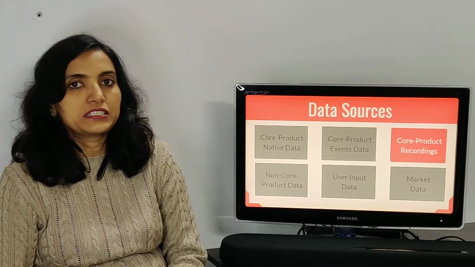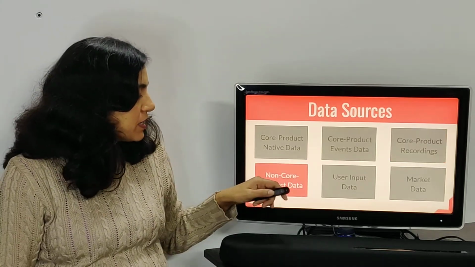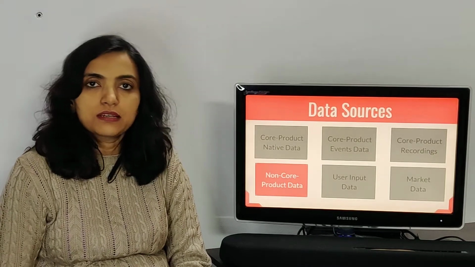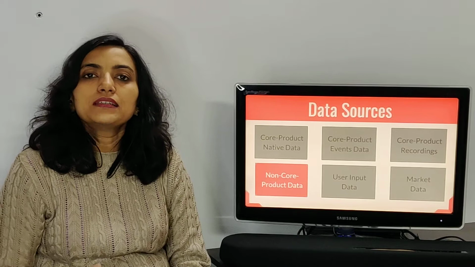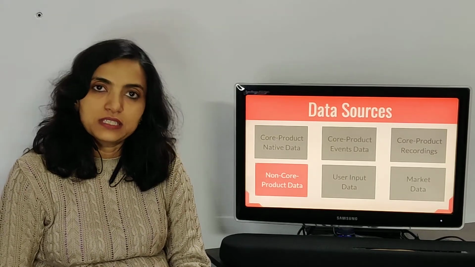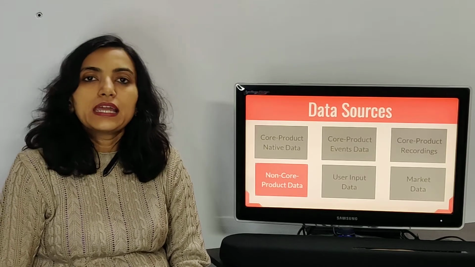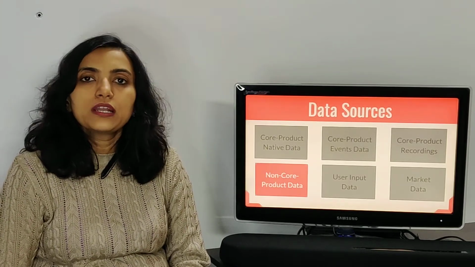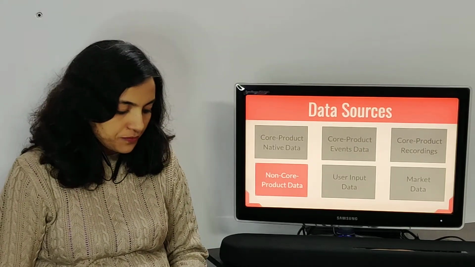Moving beyond the core product, you may get data from all the peripheral systems that you use to serve your customers apart from the core product itself. For example, the system that your customer support team uses, or any ERP or CRM systems that you use, or any of the customer engagement platforms that you have integrated with, or any of the attribution products that you use for traffic attribution, and so on.